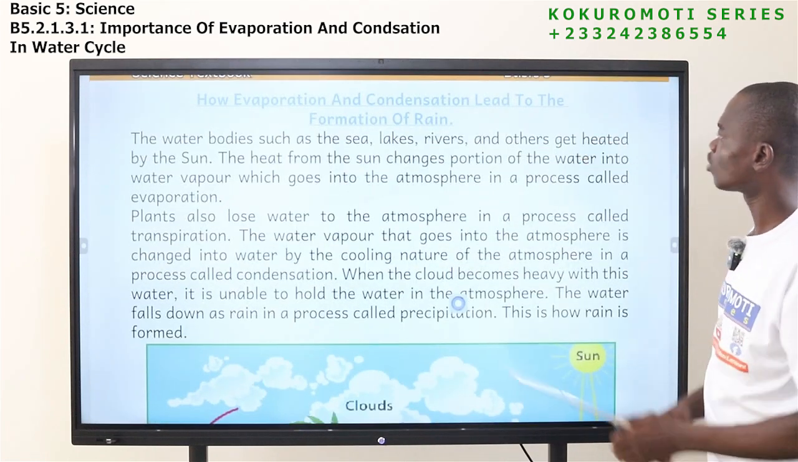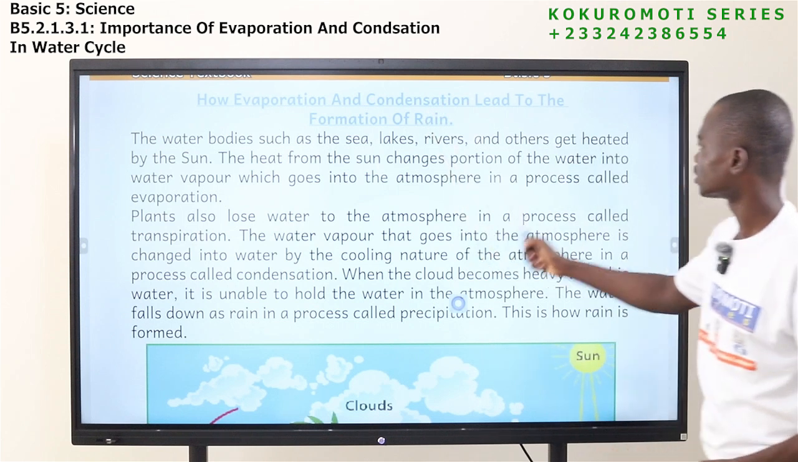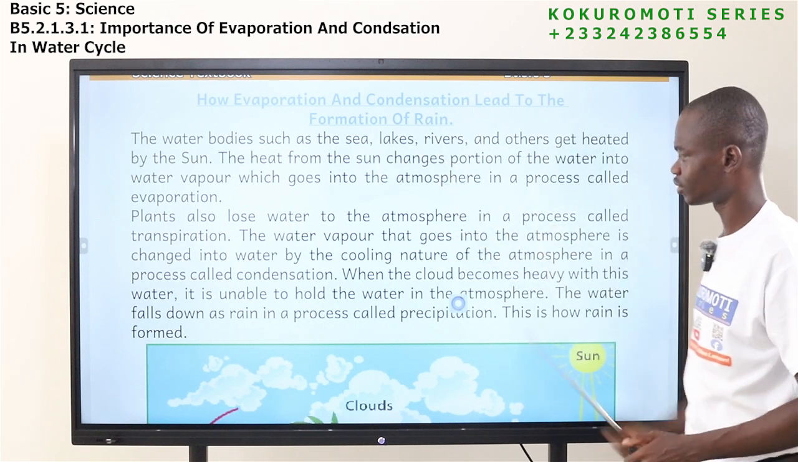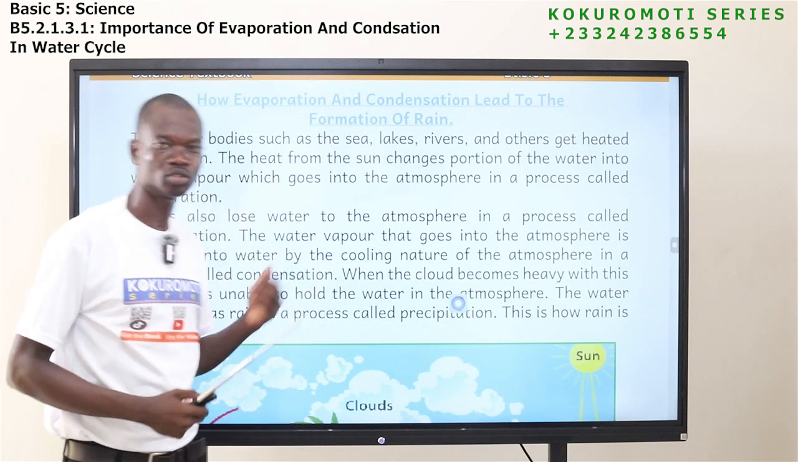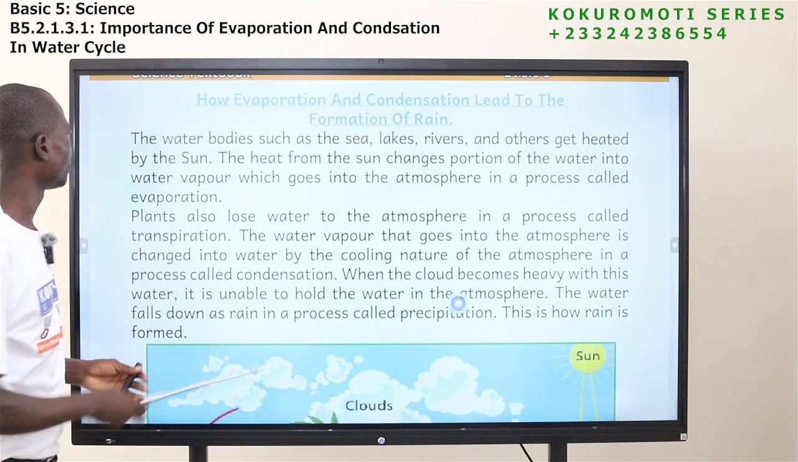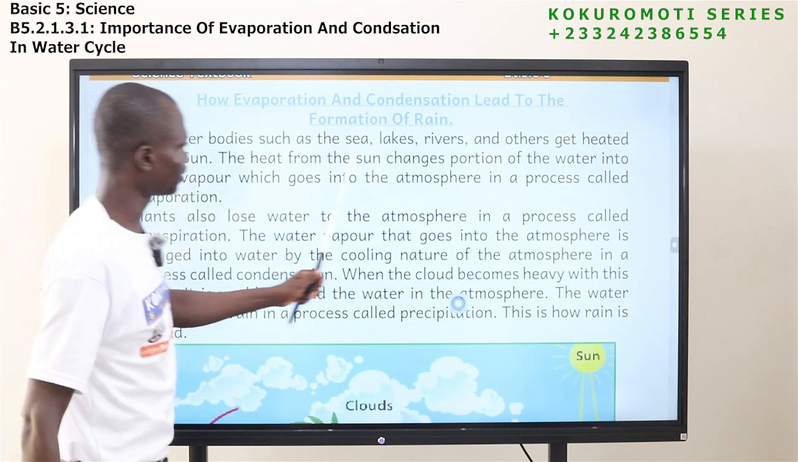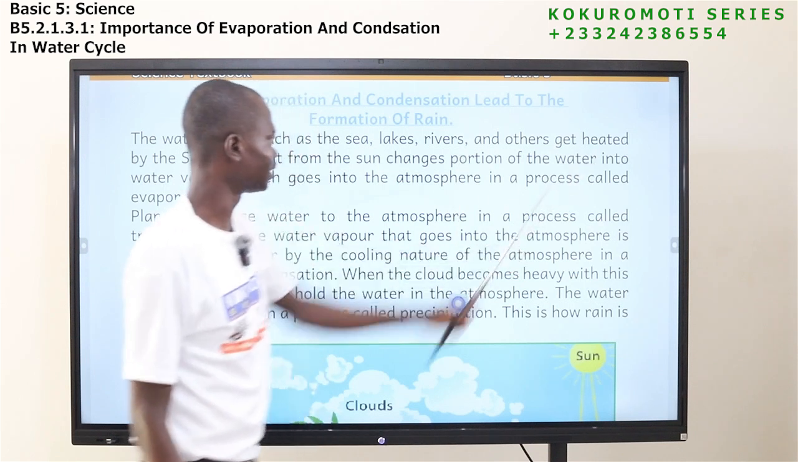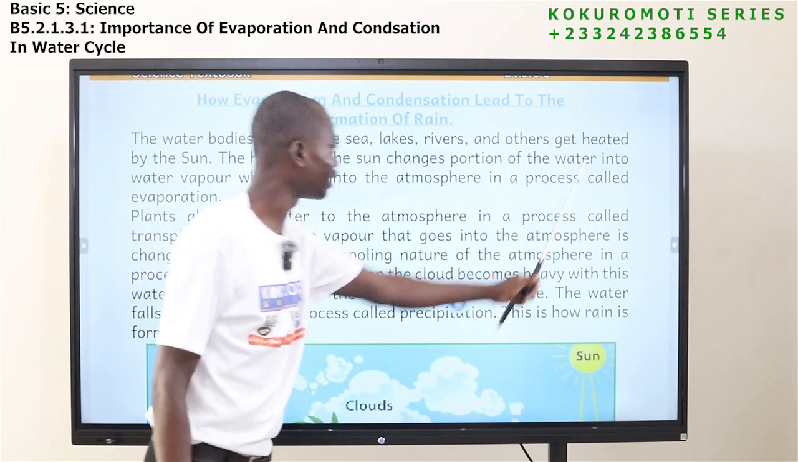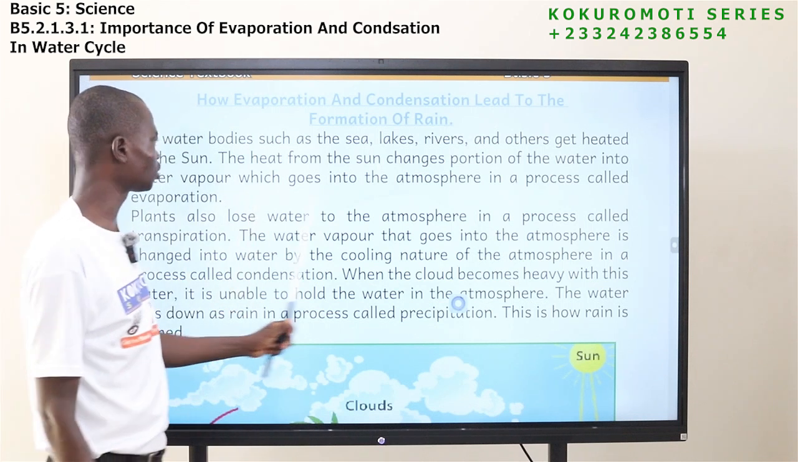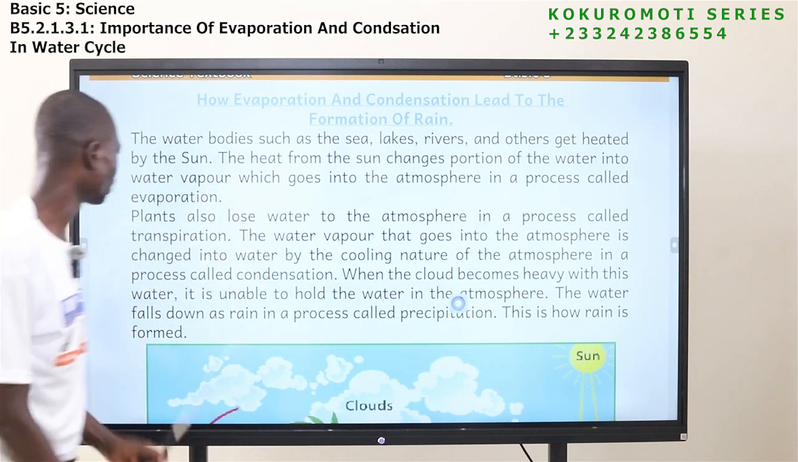Now let's look at how evaporation and condensation lead to formation of rain. So how these two things lead to the formation of what? Rain. The water bodies such as the sea, lakes, river, and others get heated by the sun. The heat from the sun changes a portion of the water into water vapor, which goes into the atmosphere in a process called what?